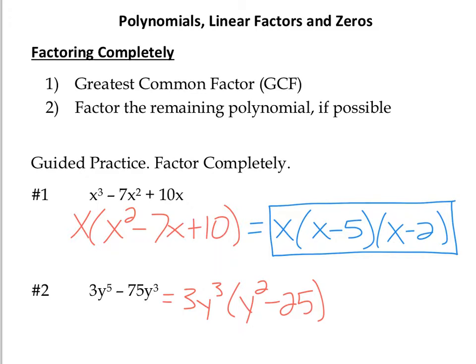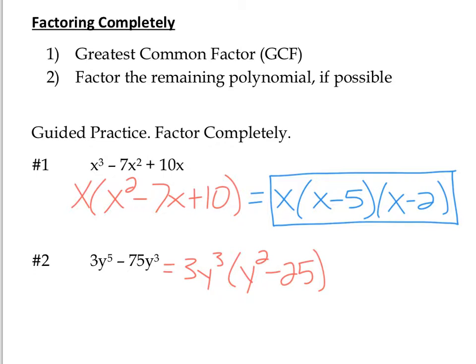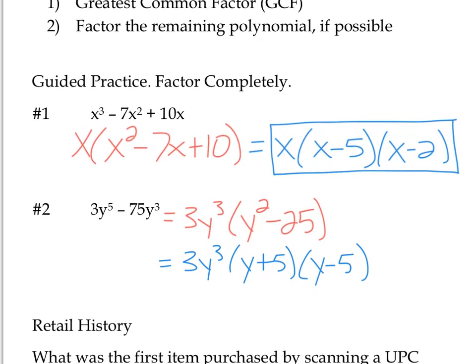Y squared minus 25 can be factored. That's a difference of squares. It's one of our special factoring patterns, if you recall. So I could factor that a little further, and I could have 3y to the third, and then y plus 5 and y minus 5. That would be factored completely. We're going to see how some of these factors and things relate to the polynomials and their graphs here, but first, a little history lesson on retail industry.